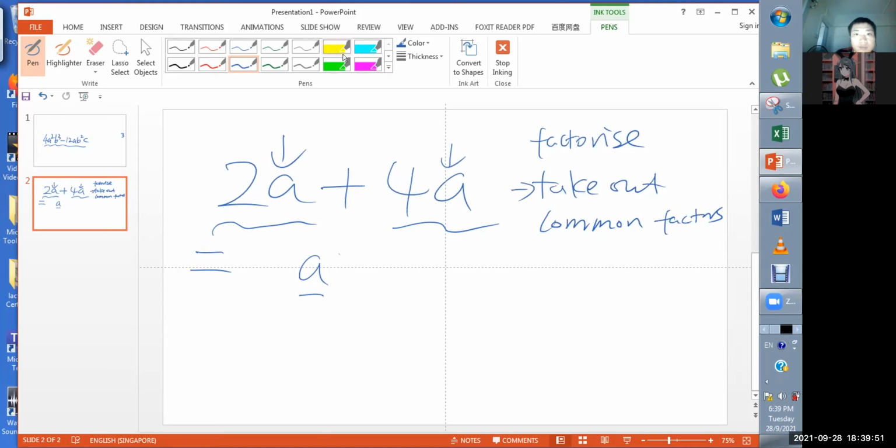So they both have A. I take out A already. Anything else they have in common besides A? Multiples of 2. Okay, 2 is also common. Good. So once you take out this common factor 2A, what are you left with? You're left with 1, then after that, you're left with 2.